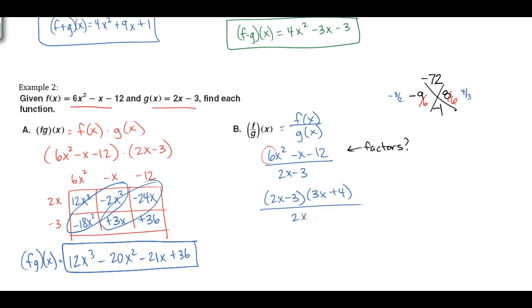Oh, and look at that. I am very happy that I factored that because the 2x minus 3's cancel, and your final answer is 3x plus 4. So if somebody asks you, hey, what's f over g of x? You could tell them, it's 3x plus 4, and you're done. All right, let me ask you a couple questions, and I'll be right back.